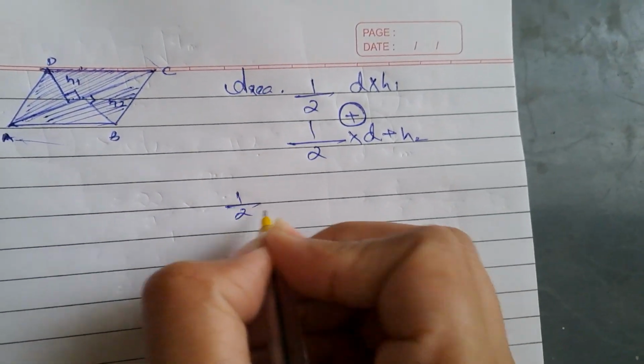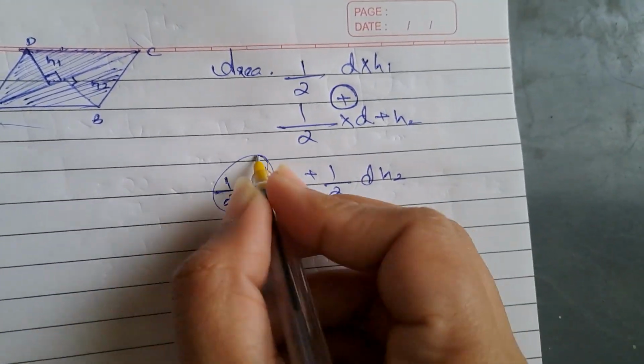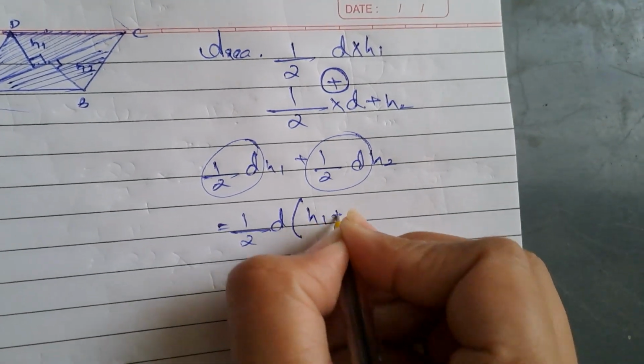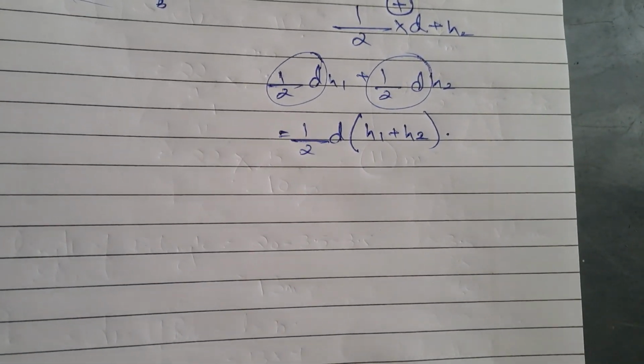So half d h1 plus half d h2 is there. Half and d are common in both, so we are going to take it out. Half d goes out. You're left with h1 plus h2 in here, h2, whatever it is. Okay.